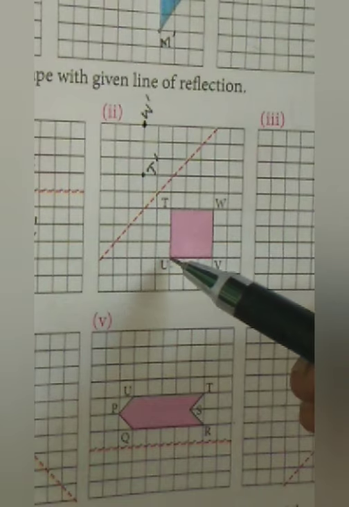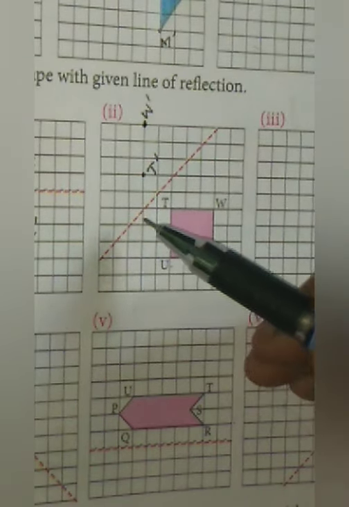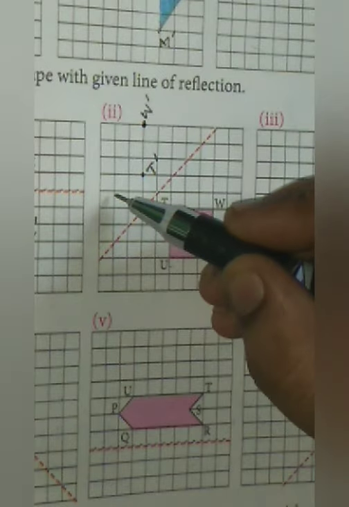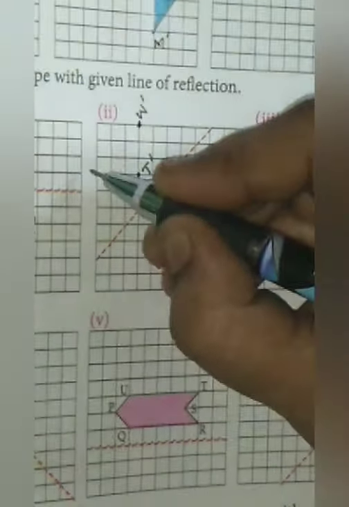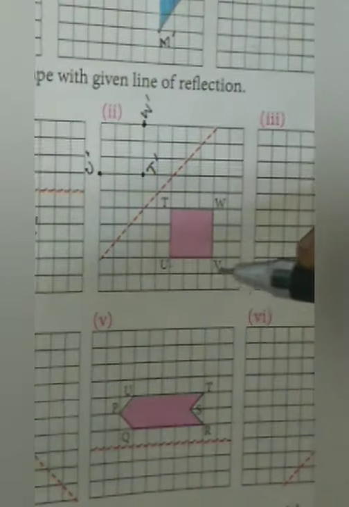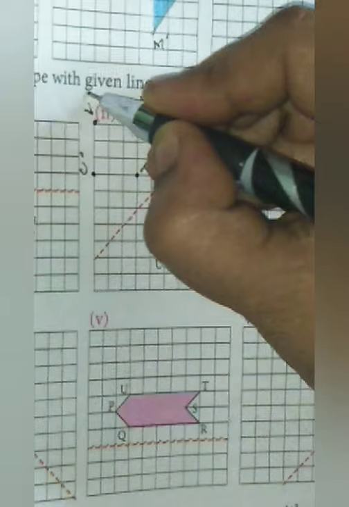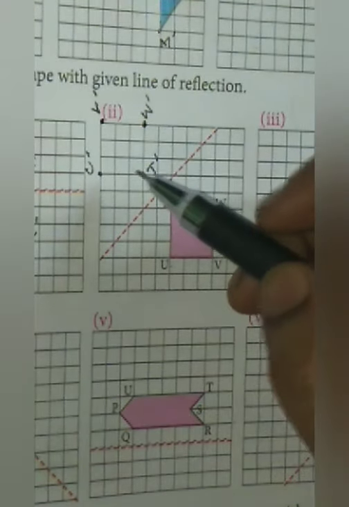U is 1 unit, 2 units, 2.5 units away from the line of reflection. So, leave 2.5 units above the line of reflection. Half, 1, 2. And place a dot and denote it as U dash. Obviously, the last vertex V comes here. Denote it as V dash. Now join all these 4 vertices using scale and pencil.